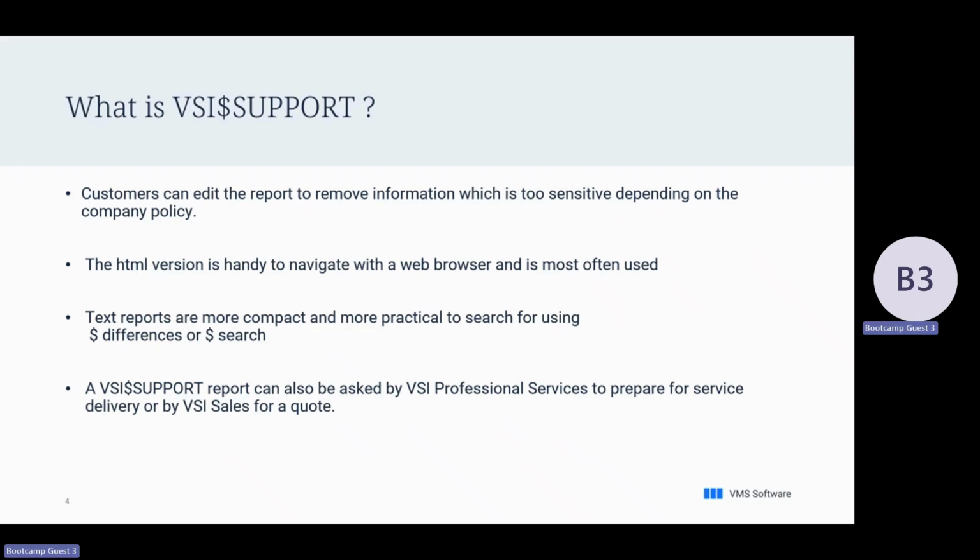As we said, the HTML version is very handy to navigate with a web browser, and we use it. But the text version can be useful if you want to compare the system configuration at one date and later, because you can use commands more efficiently, commands like DIFFERENCES or SEARCH, to find problems. So you can generate in a single run the HTML report and the text report at the same time.